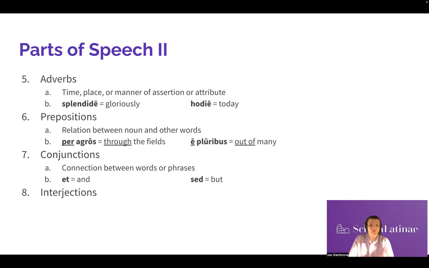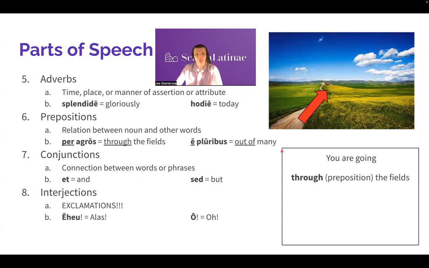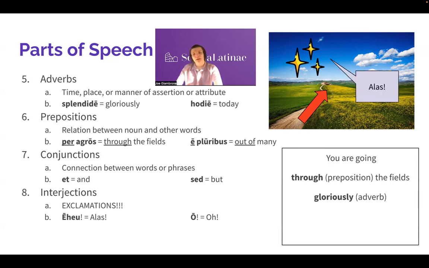And finally, we have interjections, which again, Schoolhouse Rock classic, and interjections are simply exclamations. For example, I could say eheu, which means alas, or just oh, which means oh. And so again, here's a fun little graphic. Look at that. We are going through the fields. Oh, but we got a little sparkle, got a little shimmer, which means we're going gloriously. And alas, perhaps we stubbed our toe on a grain of wheat or something.